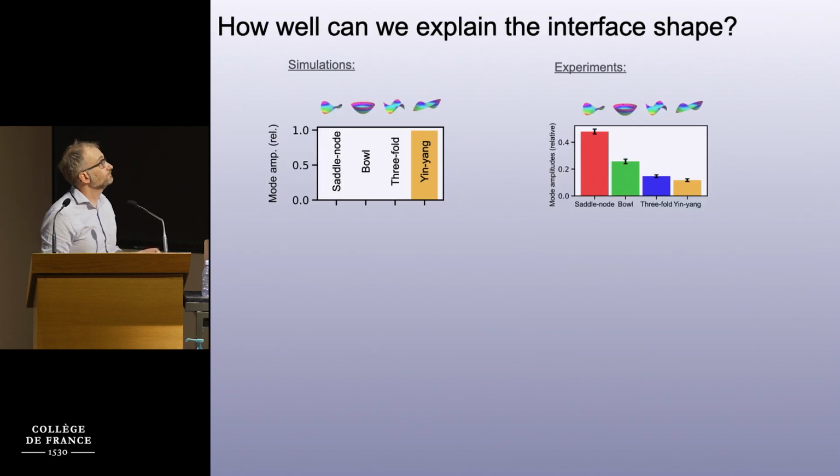So that sounds good, but then we realized that we had something missing, which is that if we look now at the interface shape in simulation and we projected onto these four modes, we had a pure yin-yang, which was not in accordance with the experiment where we see these four different modes. So what is it that's missing?